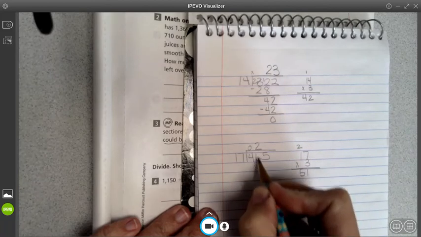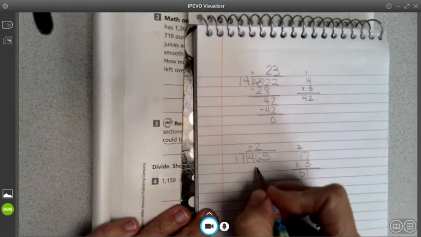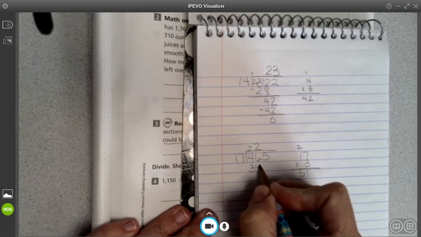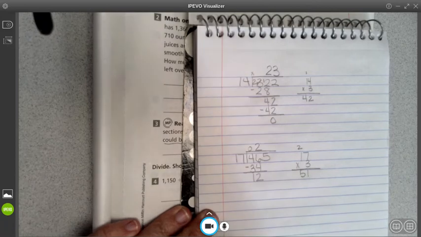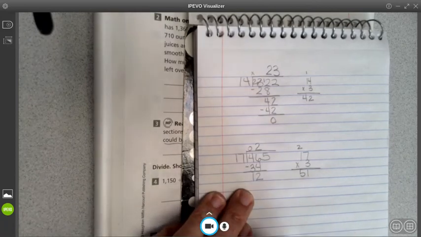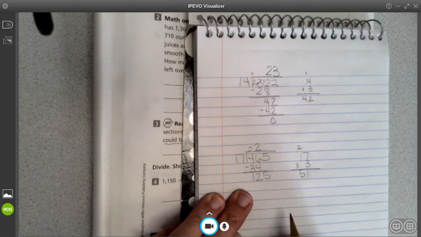So again, the 2 is going above the 6 because that's the place we're working in. 17 times 2, I know that in my head, is 34. I'm going to subtract. Since I got an answer of 12 there, 12 is less than my divisor of 17, so I know I'm on the right track. I'm going to bring down my next digit.